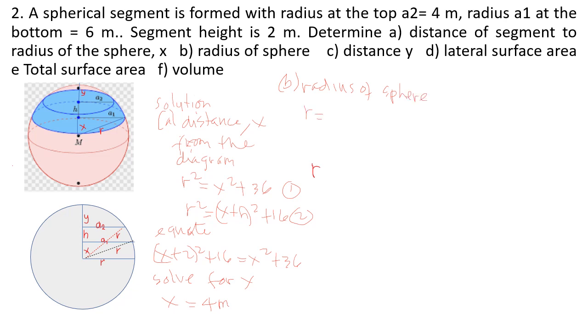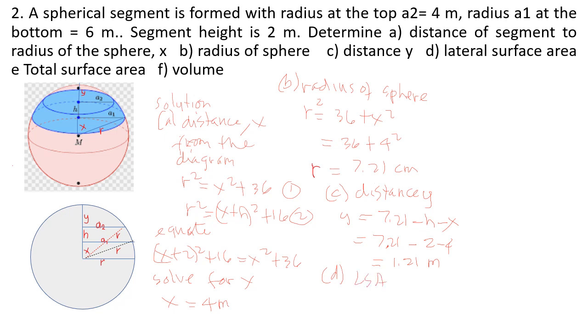R squared equals 36 plus x squared, equals 36 plus 4 squared, equals 7.21 meters. So letter C, the distance y. y equals 7.21 minus h minus x, equals 7.21 minus 2 minus 4, equals 1.21 meters.